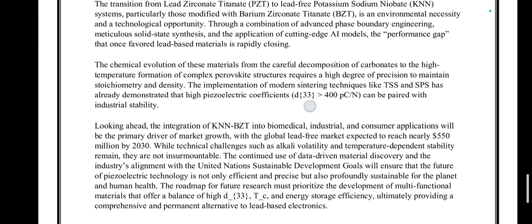The chemical evolution of these materials, from the careful decomposition of carbonates to the high temperature formation of complex perovskite structures, requires a high degree of precision to maintain stoichiometry and density. The implementation of modern sintering techniques like two-step sintering and spark plasma sintering has already demonstrated that high piezoelectric coefficients can be paired with industrial stability.